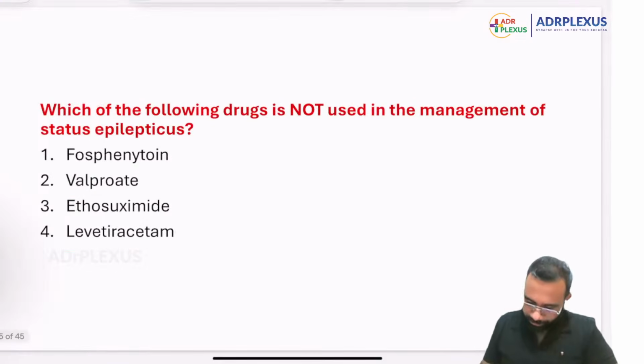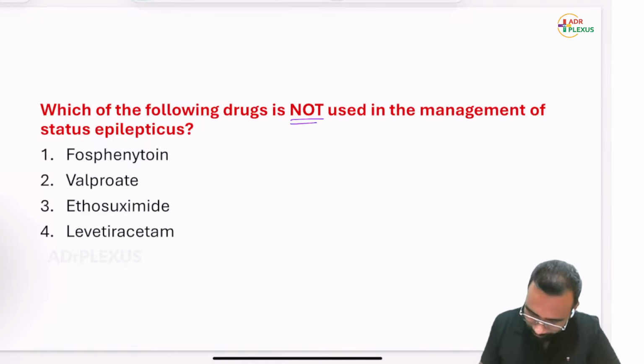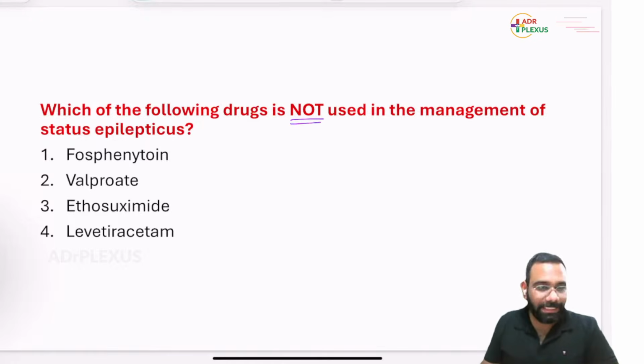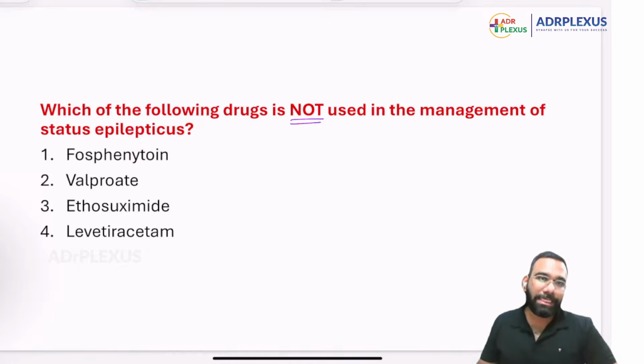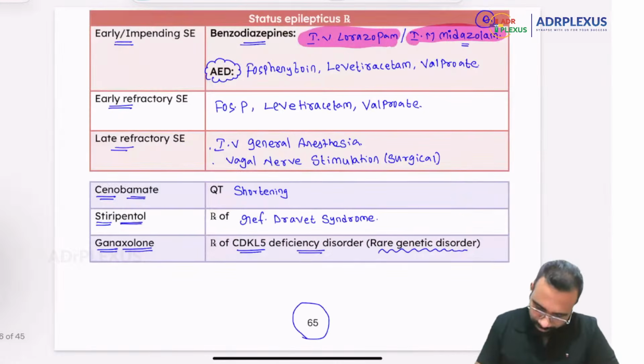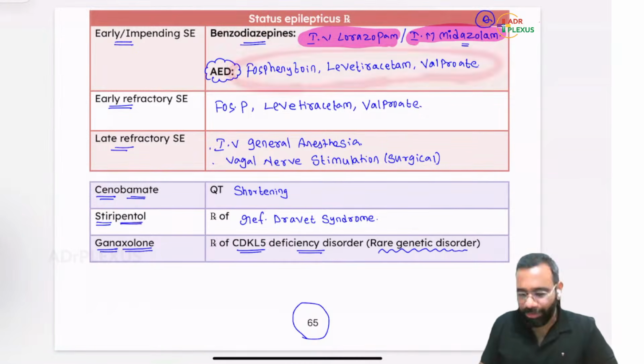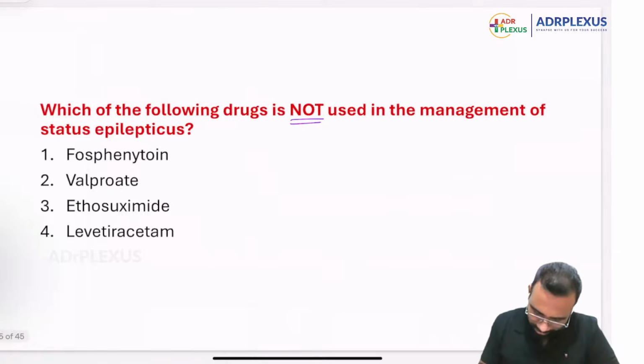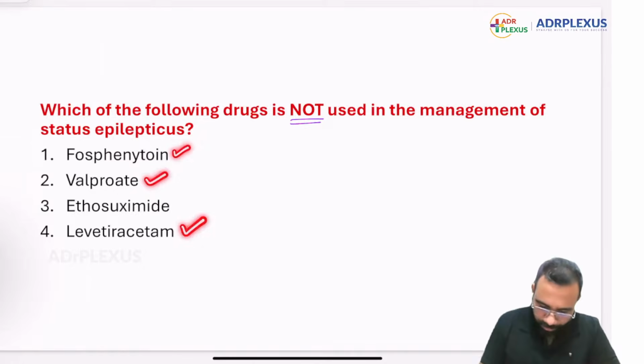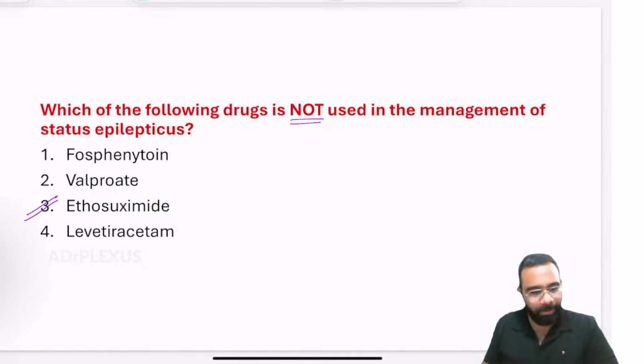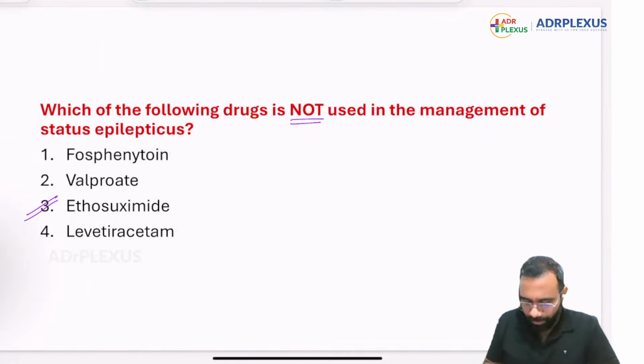Now come to the next one. Which of the following drugs is not used in the management of status epilepticus? If you see the status epilepticus page here, fosphenytoin, levetiracetam and valproate are the three drugs which are used. Fosphenytoin is used, valproate is used, levetiracetam is used. So the one not used is ethosuximide. Where do we use ethosuximide? It is used for absence seizures.